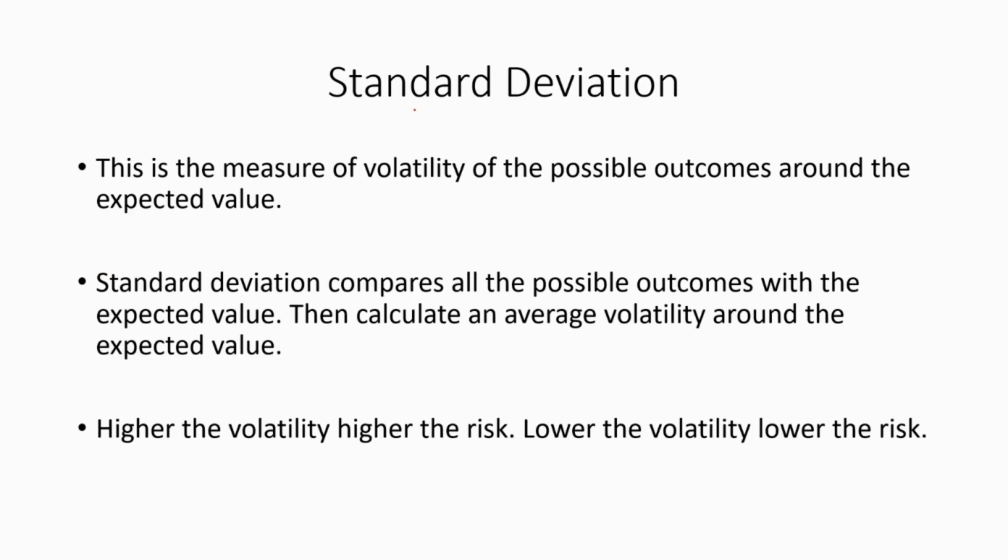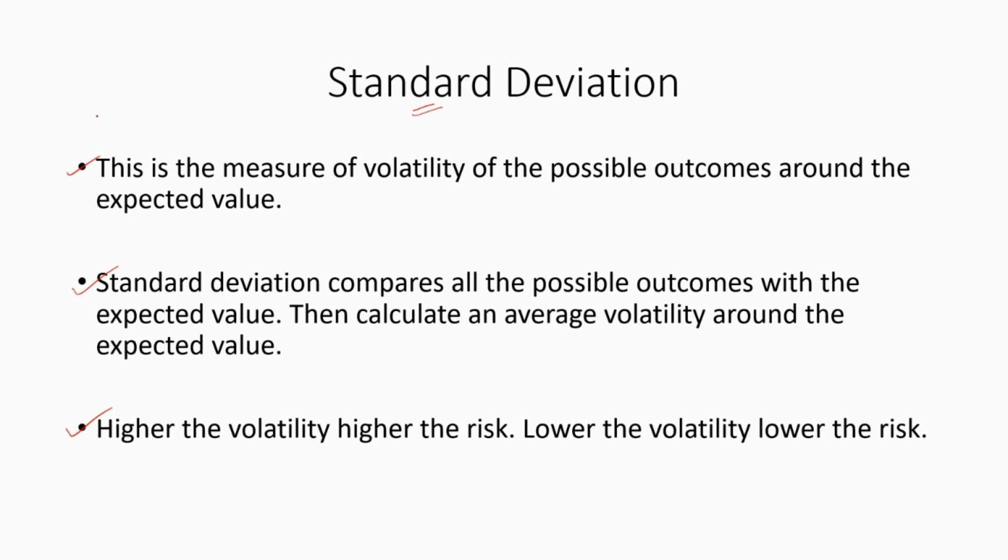Now let's discuss the standard deviation. This is the measure of volatility of the possible outcomes around the expected value. Standard deviation compares all the possible outcomes with the expected value, then calculates an average volatility around the expected value. The higher the volatility, the higher the risk. The lower the volatility, the lower the risk.